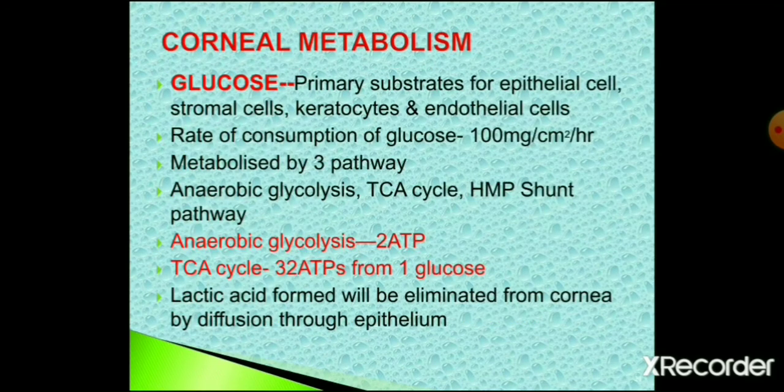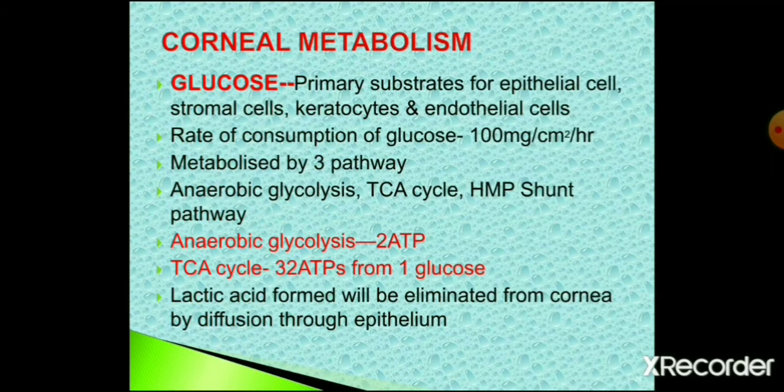Now corneal metabolism, glucose metabolism. Glucose is the primary substrate for the epithelial cells, stromal cells, keratinocytes and endothelial cells. The rate of consumption of glucose is 100 milligram per centimeter square per hour, and it is metabolized mainly by three pathways: anaerobic glycolysis, TCA cycle, HMP shunt pathway. So you have studied all this: anaerobic glycolysis, TCA cycle and HMP shunt pathway.